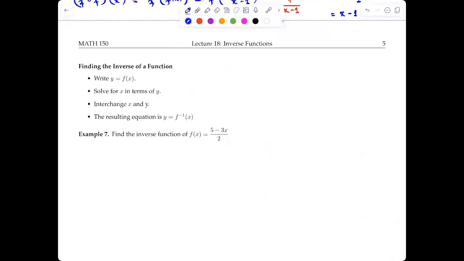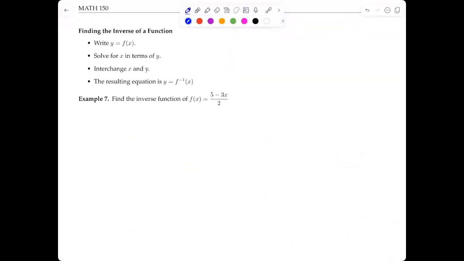Let's start with example 7. This given function, again, is a one-to-one function. We want to find the inverse of this one-to-one function. So the first step is to write y equal to that function. That's the first step, right? So write y equal to f of x.